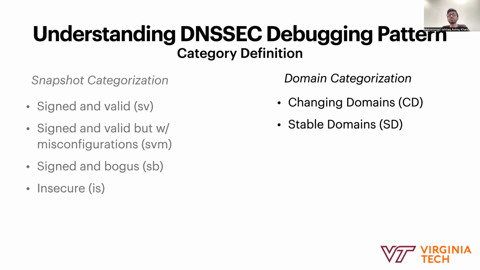We also would like to categorize the domains that belong to these snapshots. So we categorize them into 2 sets: changing domains and stable domains. Changing domains are domains that exhibit at least 2 snapshots with different DNSSEC-related error codes. That difference indicates that something in the DNSSEC configuration changed between observations, whether intentionally, like a key rollover or DS update, or unintentionally, like expired signatures. We analyze these domains extensively to understand how operators fix or fail to fix those misconfigurations. And then you have stable domains, where all snapshots reside in the same DNSSEC category throughout the dataset.